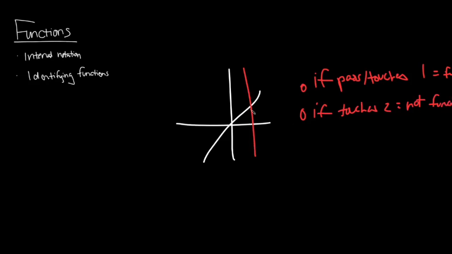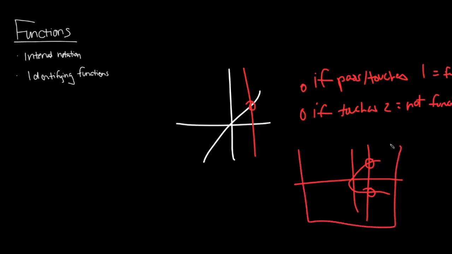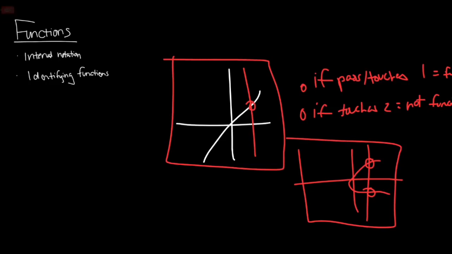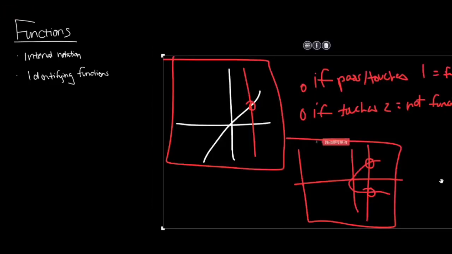So let's try this out. We go from top to bottom, and it touches the line once. So that means it is a function. Let's do another graph. Here, we cut through, it touches once here and a second time here. That means it touches twice, so it's not a function. So this is not a function, but this is a function. That's basically how you identify functions.